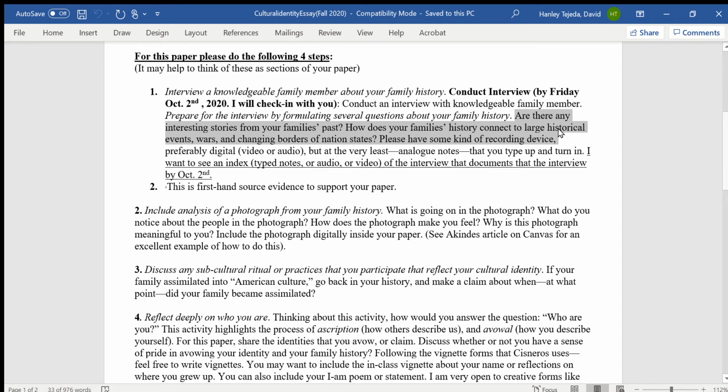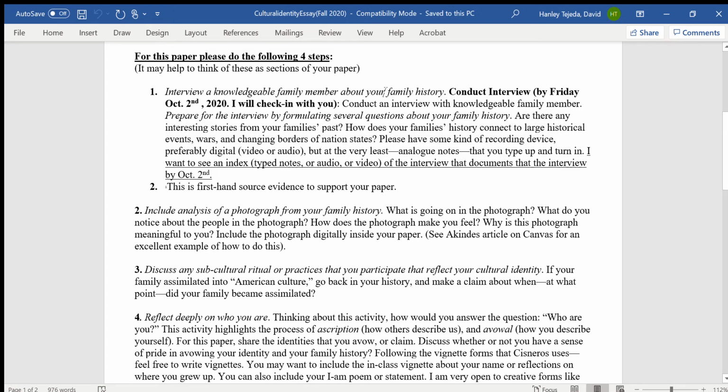So the larger events: a lot of people of Irish descent, me included, my great great grandfather came to the U.S. because of the potato famine, right? In the 1890s, I believe, right? And so digging that up can be really interesting. What were the larger historical factors that participated in your family's migration story? Or larger events that have intersected with your family.